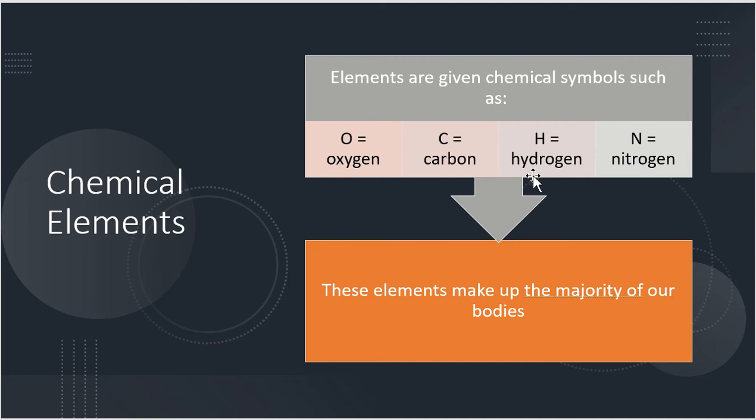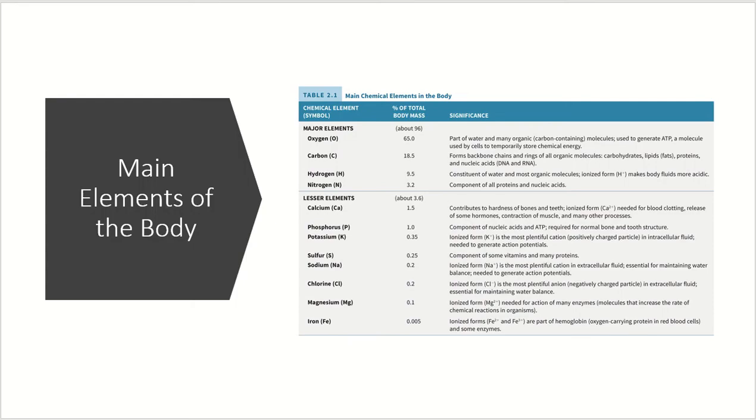oxygen, carbon, hydrogen, and nitrogen, are the elements that make up the vast majority of your body. There are more than just those four elements in the body, obviously, but those are our major elements. Oxygen makes up about 65% of the total mass of the body. And then carbon is 18.5% or so. So these four elements make up most of your body.